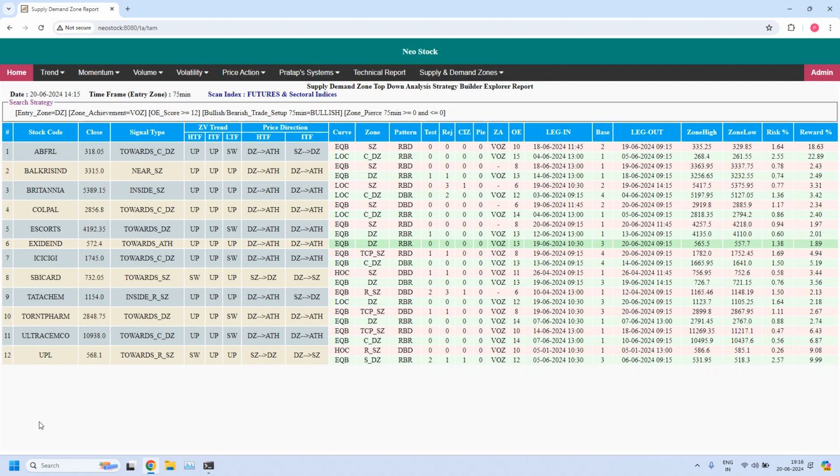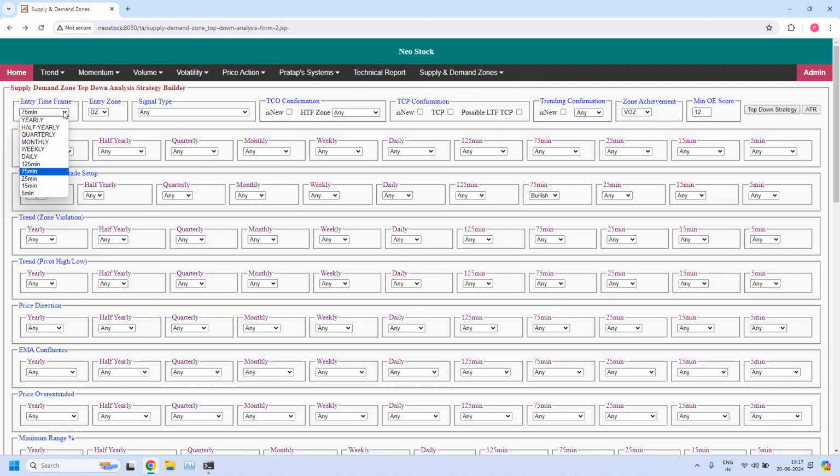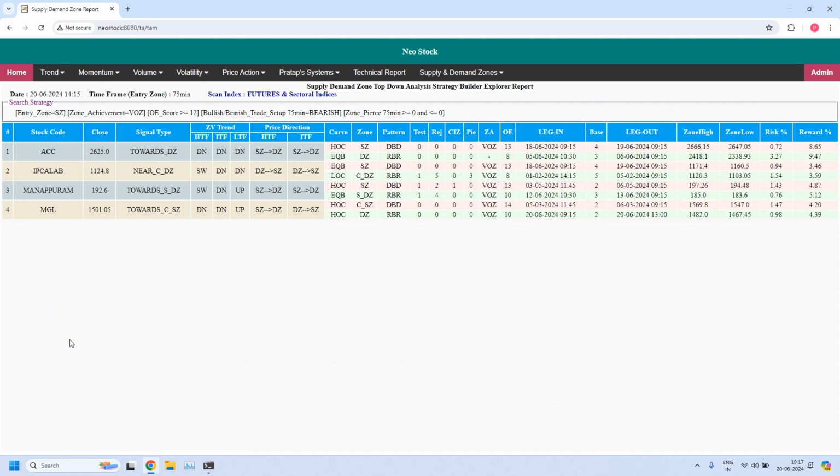Now we will generate bearish trade setup for weekly income trade. So I am going back. So entry time frame is 75 minutes for weekly income trade, but entry zone should be supply zone for bearish trade setup. And also in bullish or bearish trade setup, 75 minutes, I am changing the value to bearish. And the filters are same, generating the report.